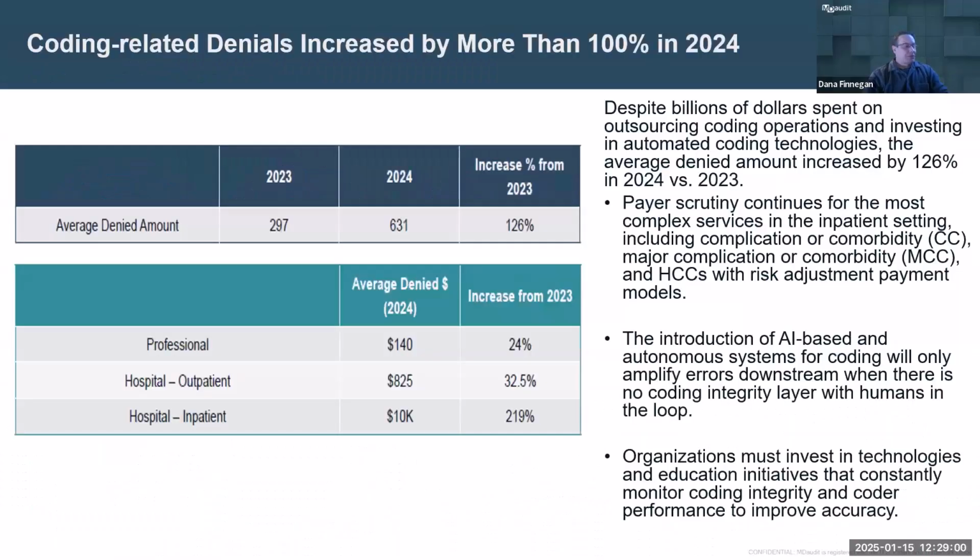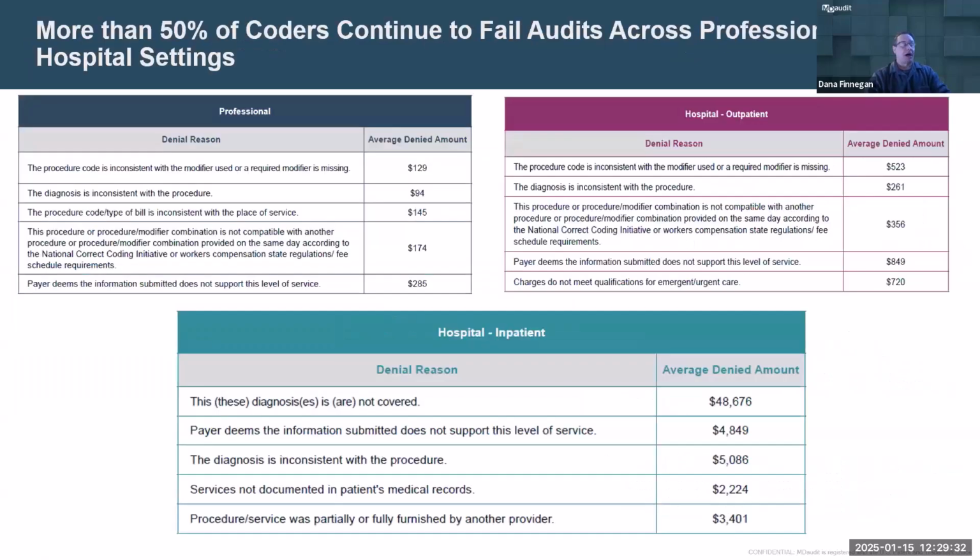I think the last thing I want to mention before we break and before we're done is coding related denials. The revenue integrity world is really excited about autonomous coding. A lot of you are even outsourcing a lot of your coding related functions. But as you can see, the average denied amount for coding specific related denials went up 126%. And on the inpatient side, 219% year over year. What does that mean? It means if you're using autonomous coding technology or you're outsourcing those coding audits, you've got to have some governance and QA around it. Autonomous coding is not fully baked.